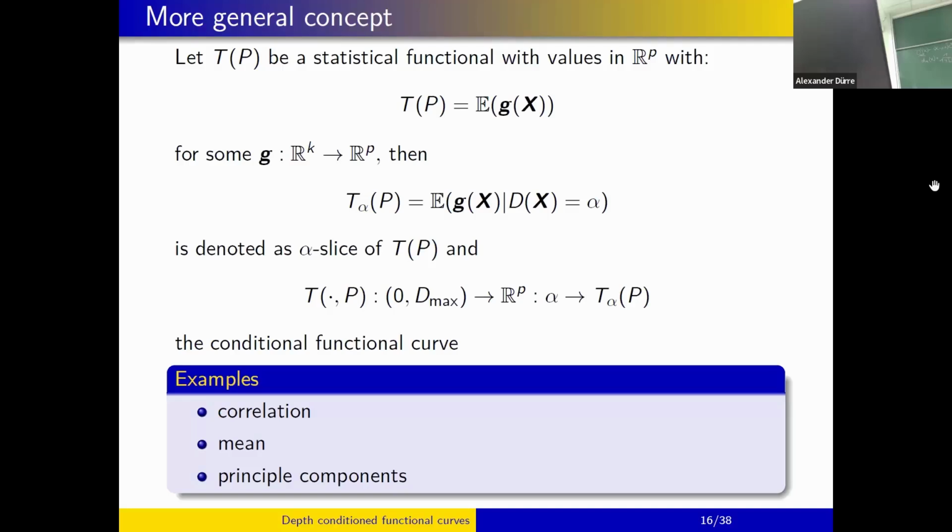And this we call T, and the alpha is for the conditional depth. So for very small alpha, it's the extreme points. For large alpha, it's central points. And that's all we have to know about this.